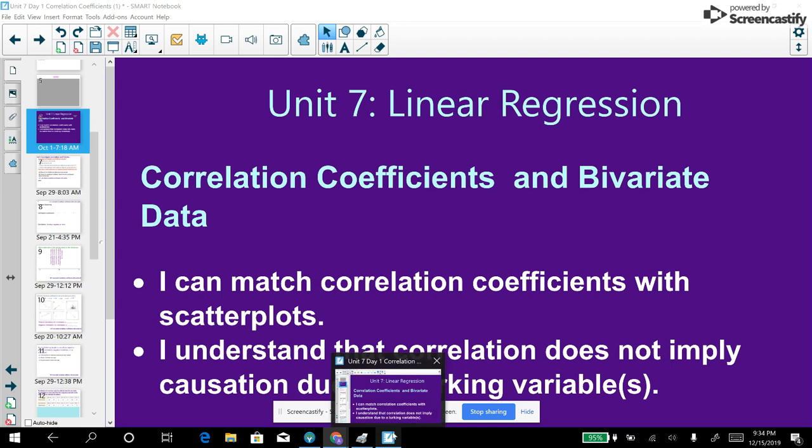Hi everybody, welcome to Unit 7 Linear Regression. Today we're going to talk about correlation coefficients and bivariate data.